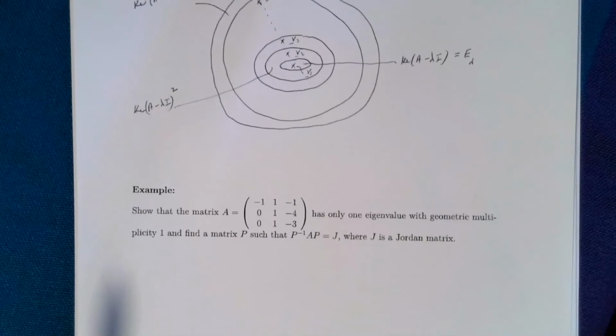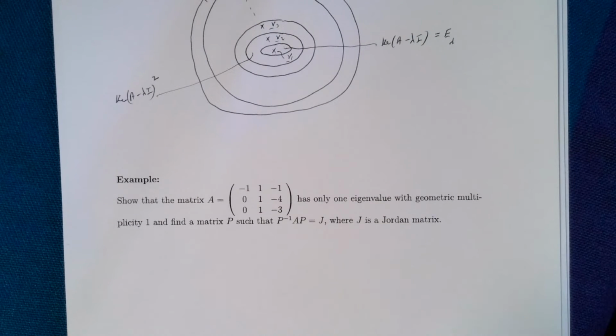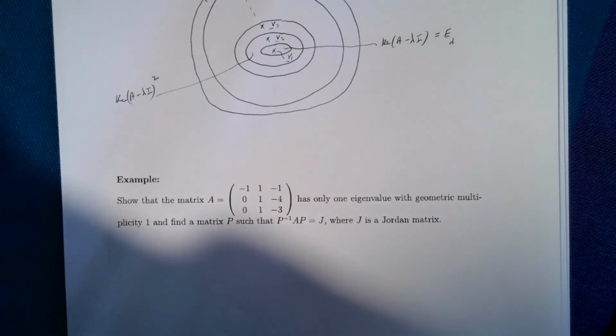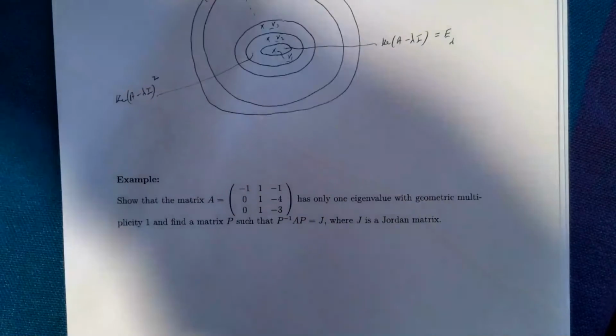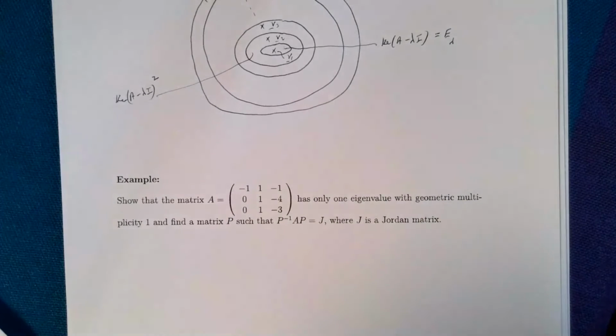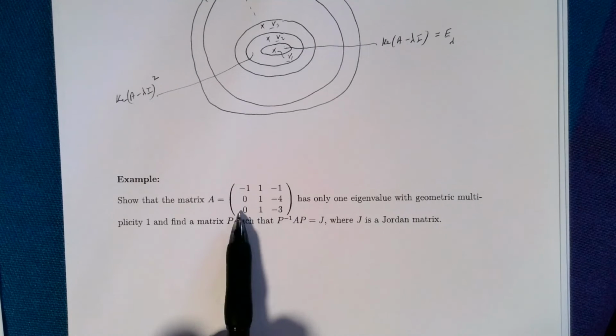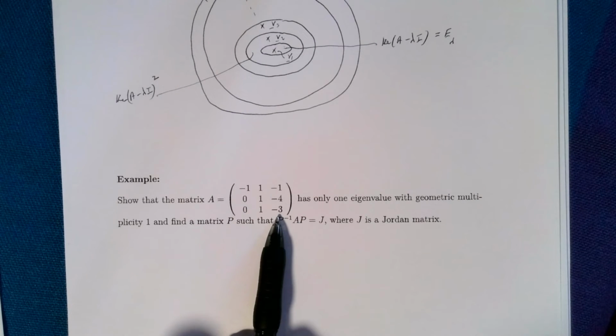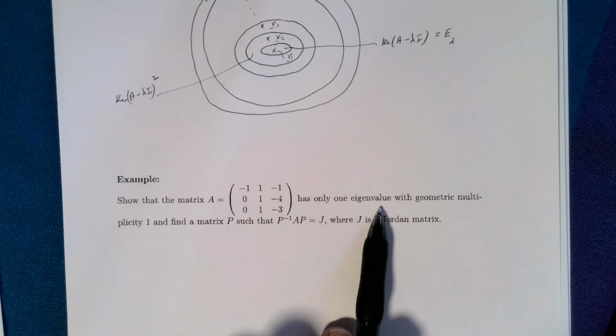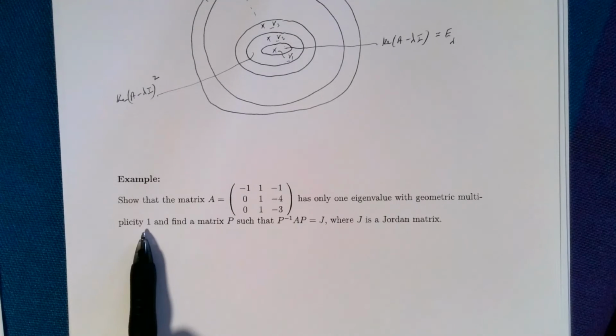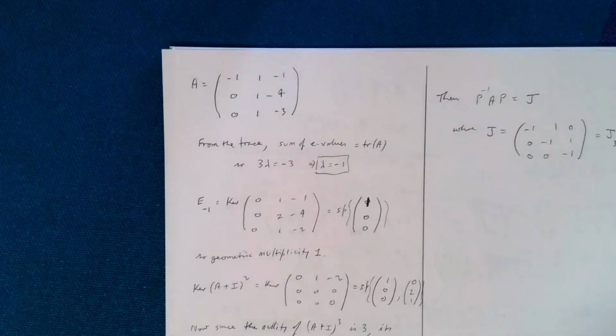We're going to do quite a few examples of this. So we have a matrix here, A, which is minus 1, 1, minus 1, 0, 1, minus 4, 0, 1, minus 3, and we're told that this has only one eigenvalue, so it's got algebraic multiplicity 3, but geometric multiplicity only 1. So it's exactly the scenario we've been talking about. We're going to work out everything, the Jordan form and the P matrix based on this matrix.